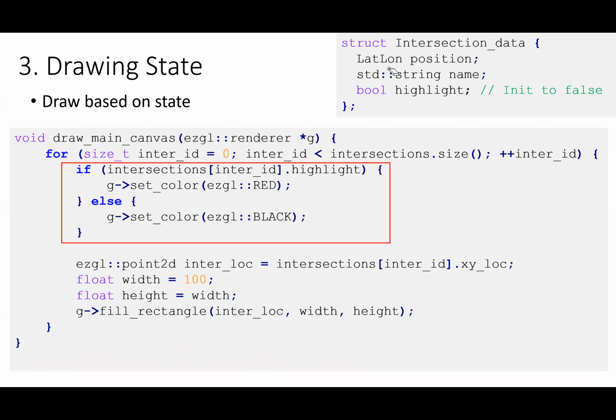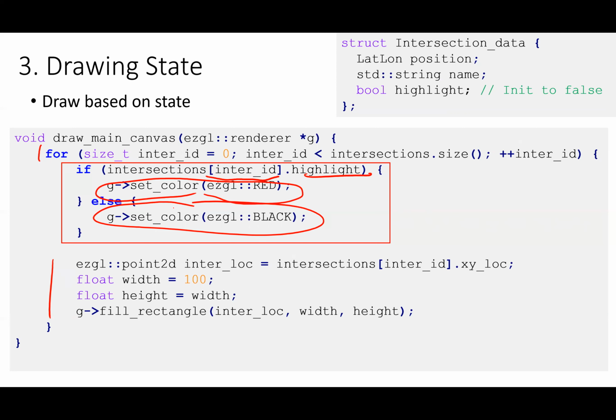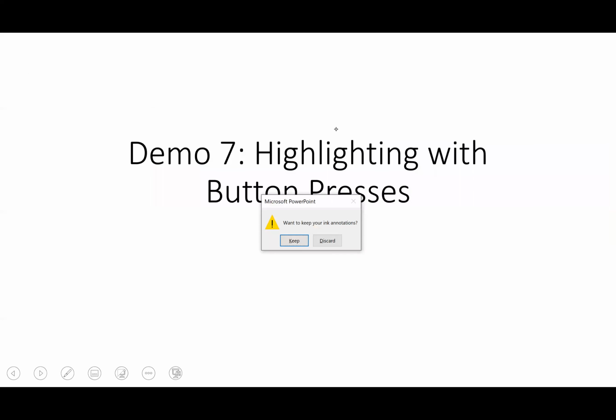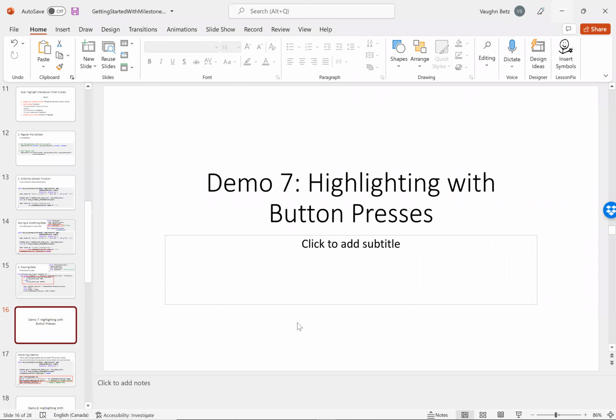So our mouse click function is now storing this highlighting information, and our redraw function basically looks at it. So all it does is basically the same as before, go through all the intersections and draw them, but it now does a little bit more. It checks, is this intersection highlighted? If it is, it draws it in red, otherwise it draws it in black. Okay, and otherwise basically the same. So let me show you what this looks like.